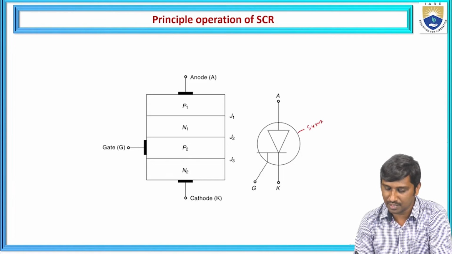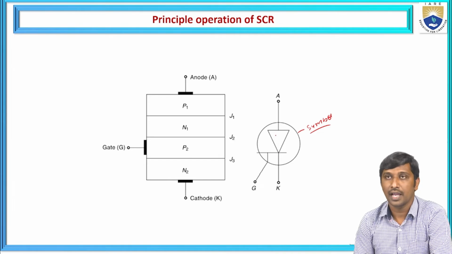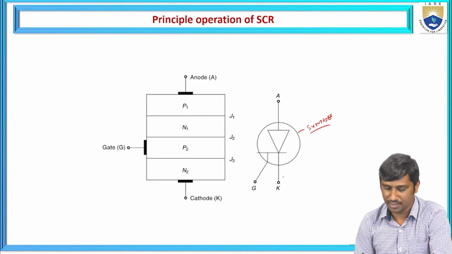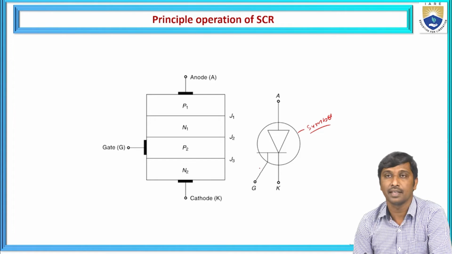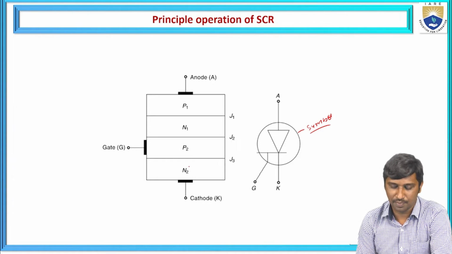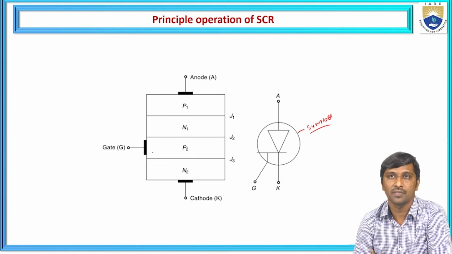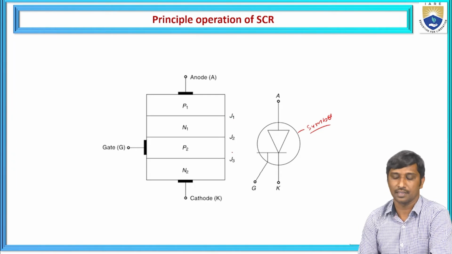This is the symbolic representation of the SCR, the symbol for the SCR. In the symbol also, we show 3 terminals. One is nearer to the P1 layer, the anode. One is nearer to the N2 layer, that is the cathode. And this is the gate terminal. So here P1 and N1, P2 and N2 are defined differently. The gate is very near to the cathode and is formed with P-type material, and it is represented as the gate terminal. The intersection of each and every layer is represented as the junction J1, J2 or J3.